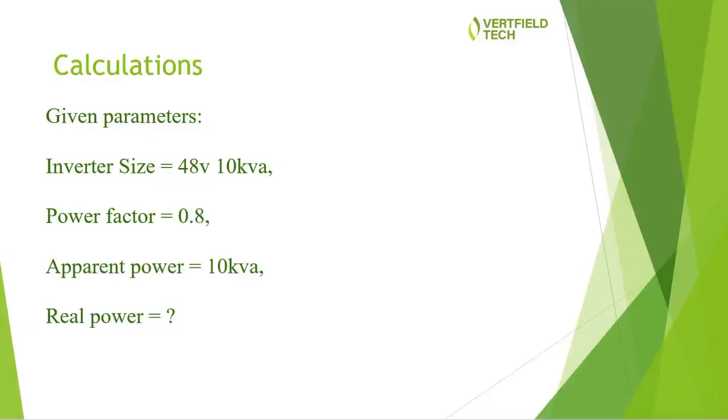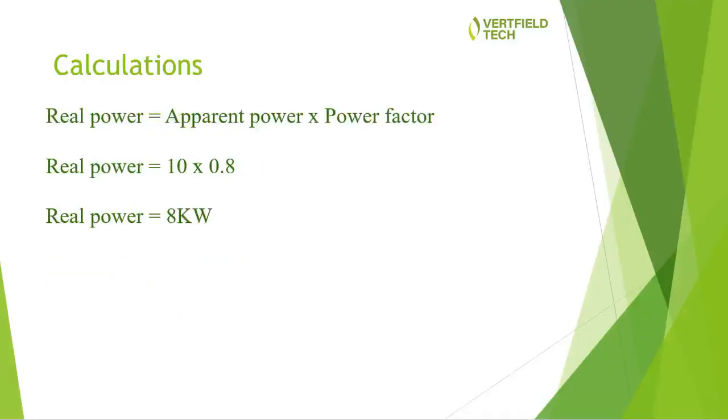From our previous studies, what is the apparent power? Using the units, we can identify the apparent power to be 10 kVA. So what we are actually looking for is the real power of that inverter system. That is why we came for these studies. The formula for real power is apparent power multiplied by the power factor.